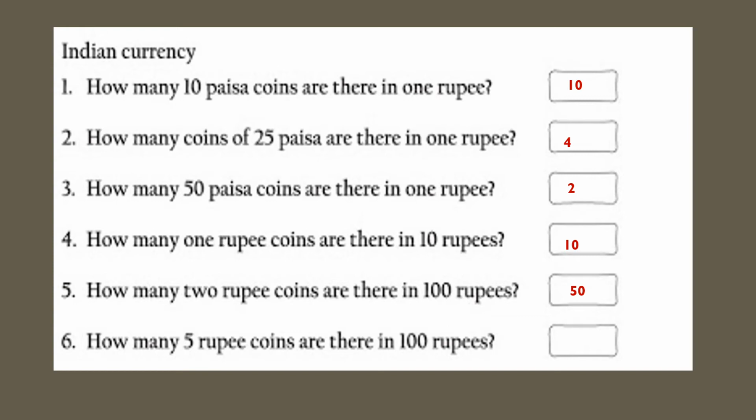Then the last question, sixth one, how many 5 rupee coins are there in 100 rupees? Now 100 you divide by 5 rupee, then you will get the answer 20. So if you will take 20 five rupee coins, it will make 100 rupees. So in this way, children, you have to solve the answer.